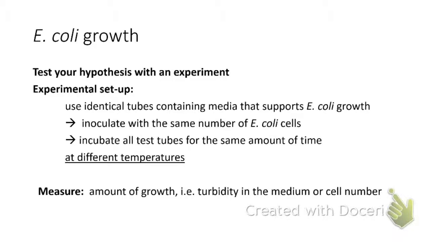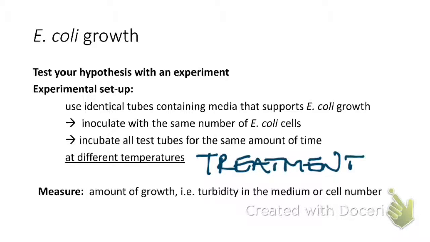To test your hypothesis, you then set up an experiment. So you will use identical test tubes that contain media that you know supports the growth of E. coli. You inoculate those with the same number of E. coli cells, and then you incubate all the test tubes for the same amount of time, but at different temperatures. And so the temperature here is your treatment, your independent variable, and then you measure the amount of growth.